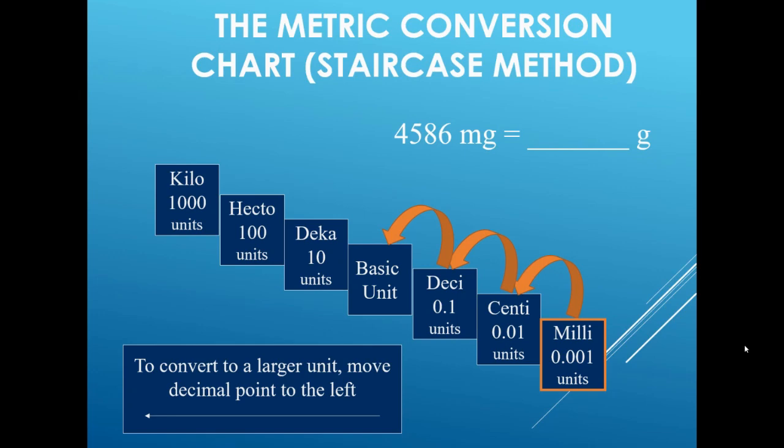So where is our decimal in the number 4,586? It's not shown, but it is understood to be at the end of the last number. So we are going to start after the 6 and move our decimal place 3 places to the left. This puts our decimal place in between the 4 and the 5 of our number. So 4,586 milligrams is equal to 4.586 grams. Since the decimal place was moved to the left, our number got smaller.